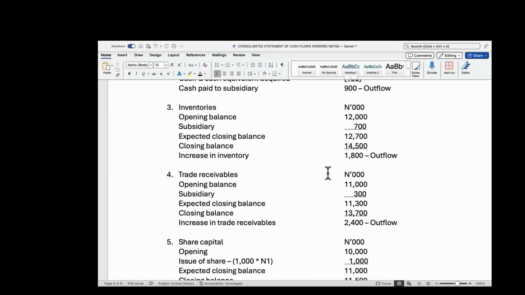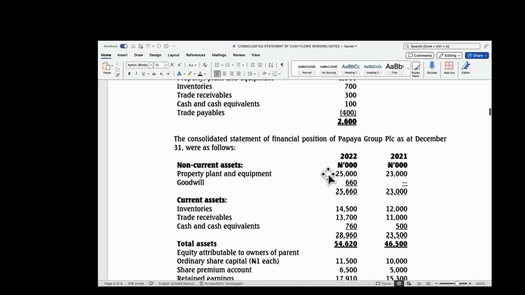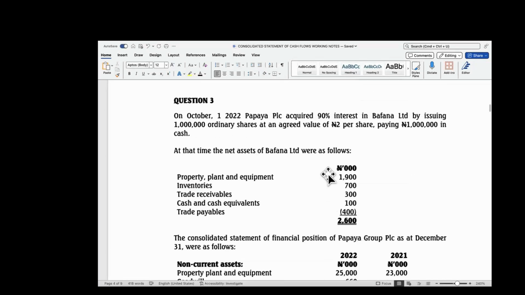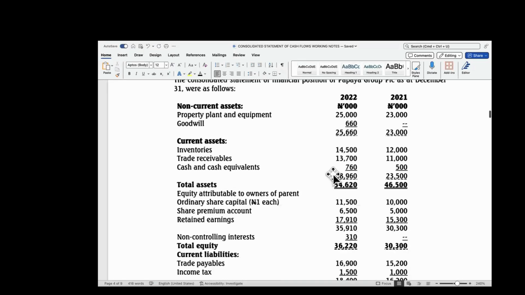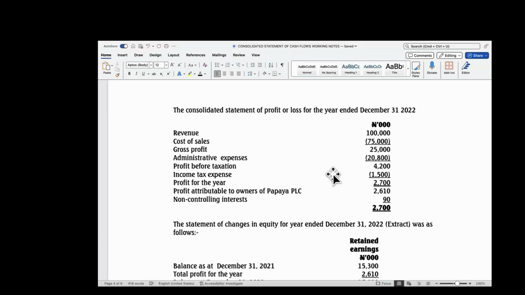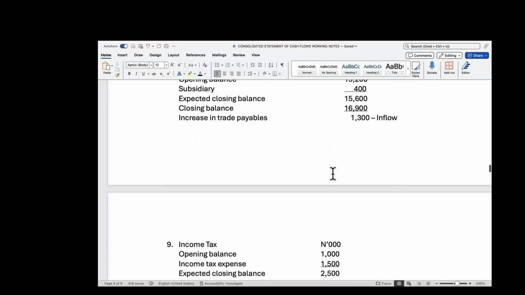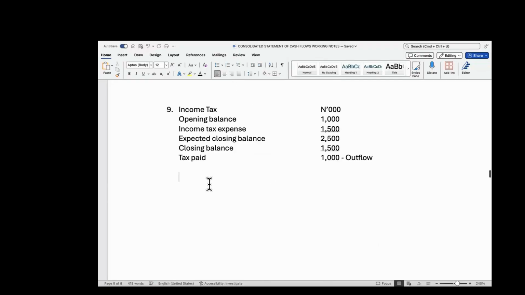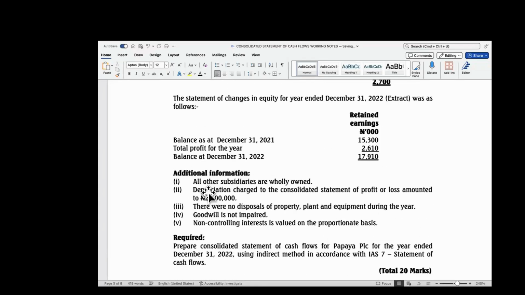So all things being equal, these movements will not take you so long in the exam. You can sit down and try to just practice the movement yourself, if not for discussions and explanations. Now that I'm done with all the movements, I can go ahead and prepare my reports for Papaya PLC.